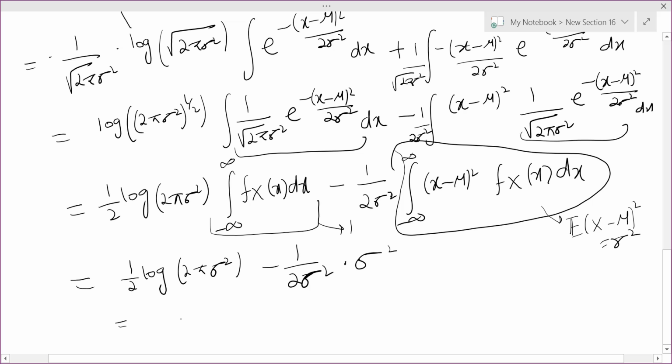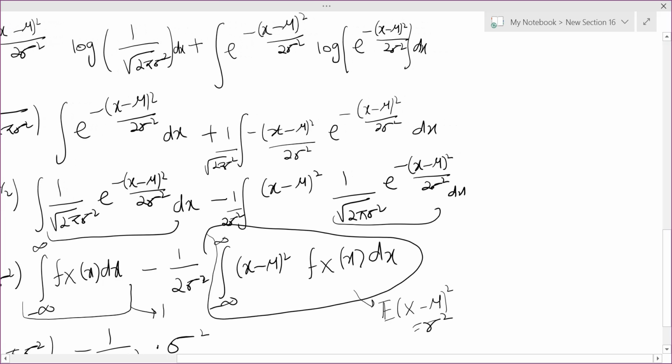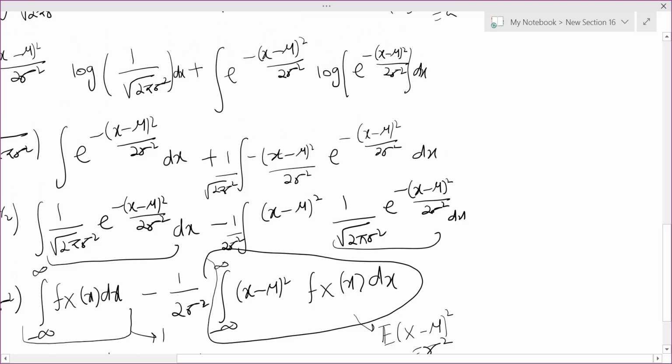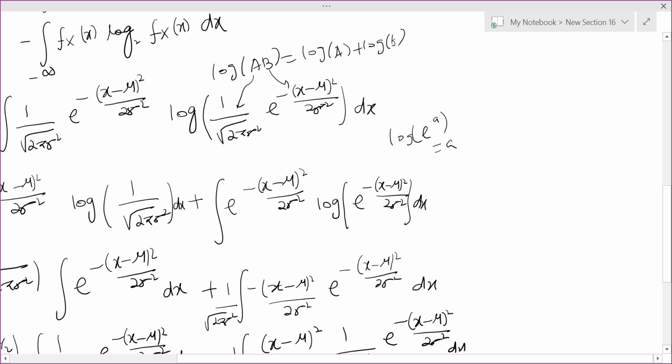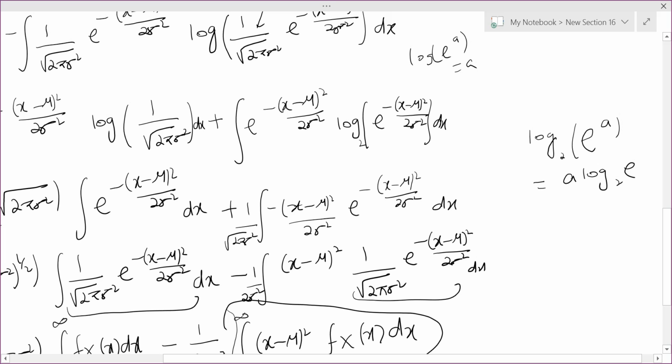but I have made one mistake. I will now correct that. See, the log we are taking here, we have to be very careful. It is to the base 2. Now log to the base 2 of e to the power a is a log e to the base 2. That we have to be very careful about. So I have missed one term here. So there should be log e to the base 2 everywhere.